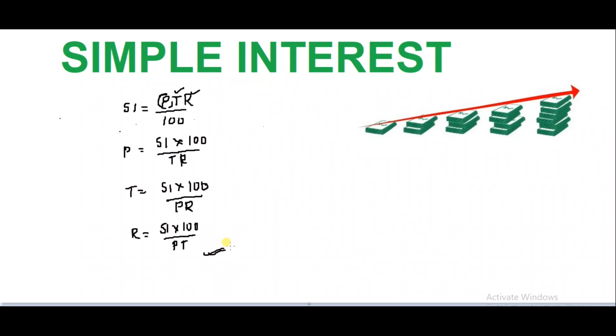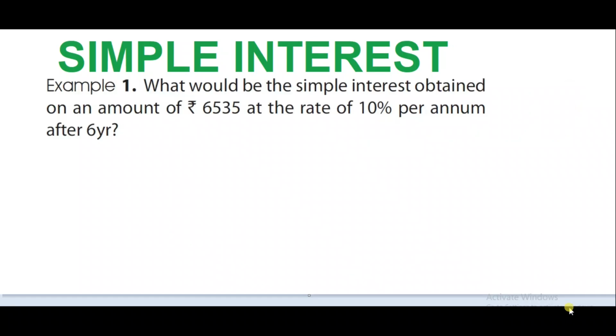Next we will see some example problems so you can understand easily. Example 1. What would be the simple interest obtained on an amount of 6,535 rupees at the rate of 10% per annum after 6 years? So first read the problem 2 times and write the given data.